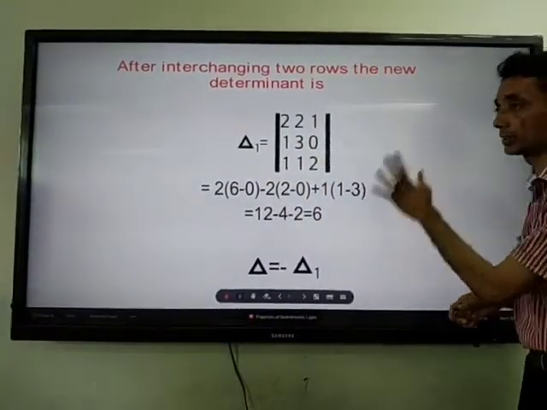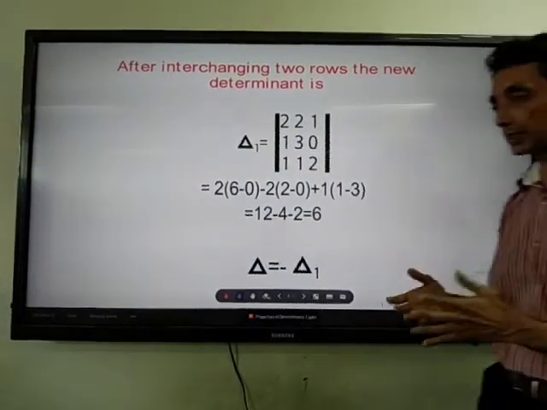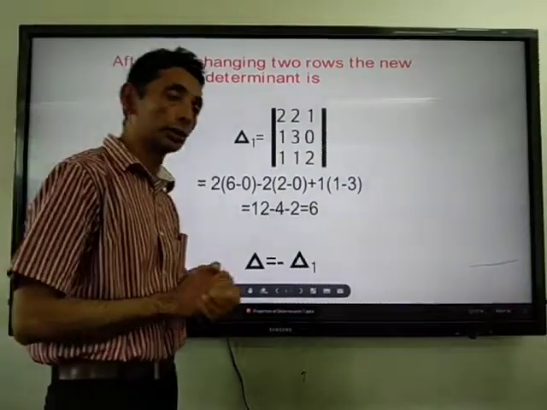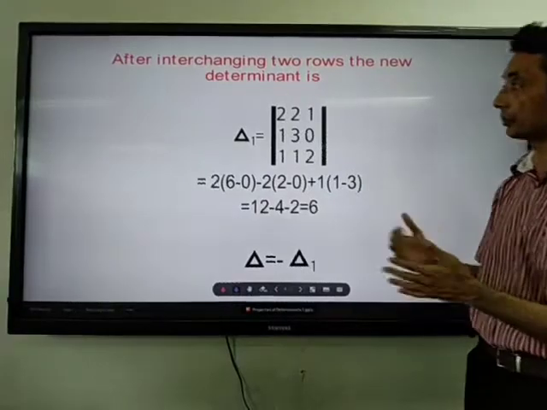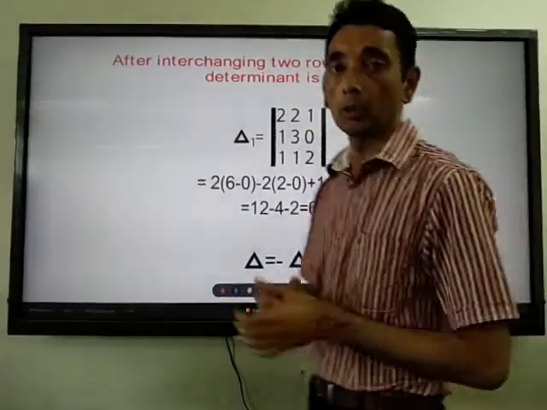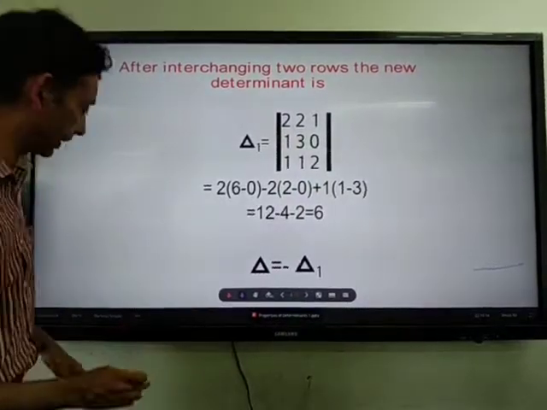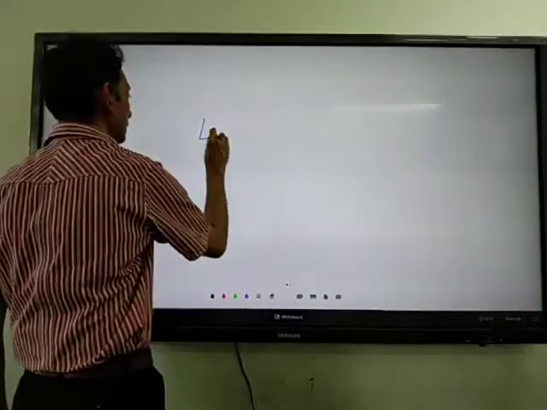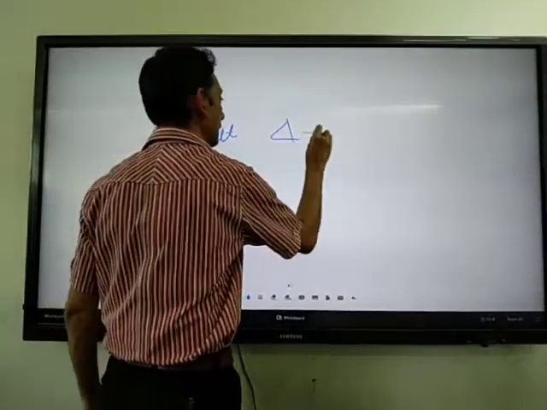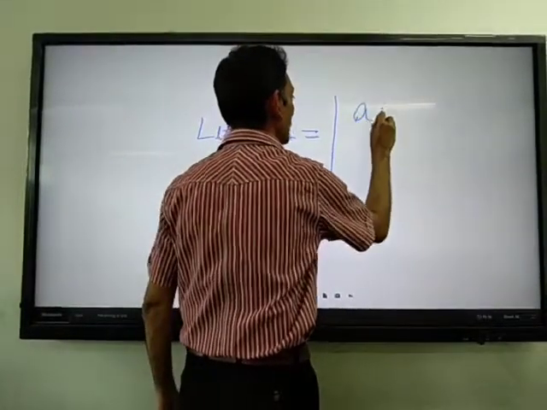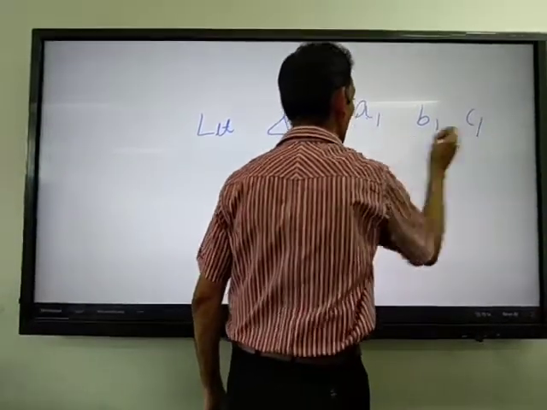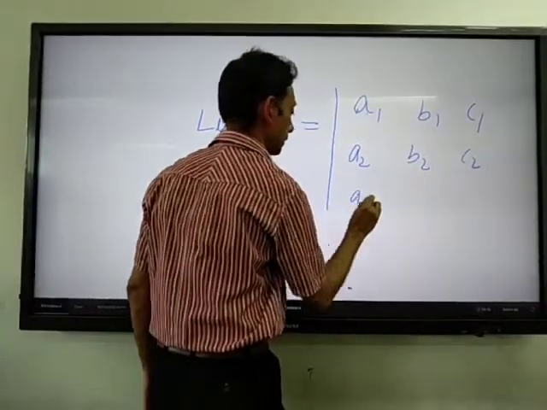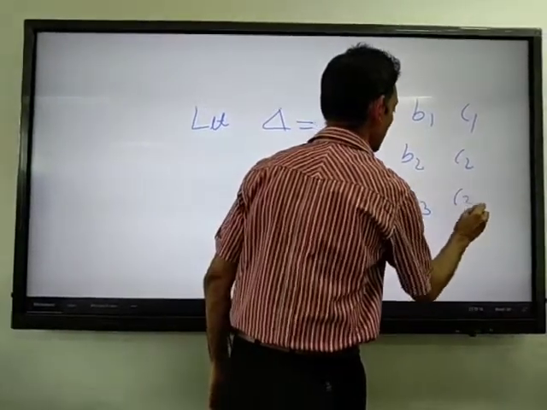That means the sign of the determinant changes if we interchange any one pair of rows or any one pair of columns. Now the question is what happens if, instead of changing one pair of rows or columns, we make more changes. We can explain that with the help of one example. Let delta be equal to A1, B1, C1, A2, B2, C2, A3, B3, C3.